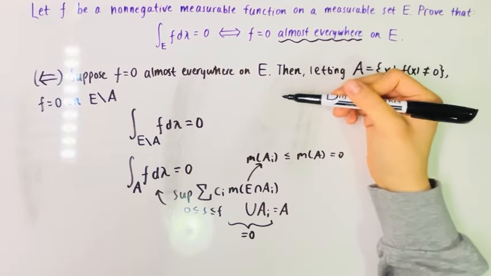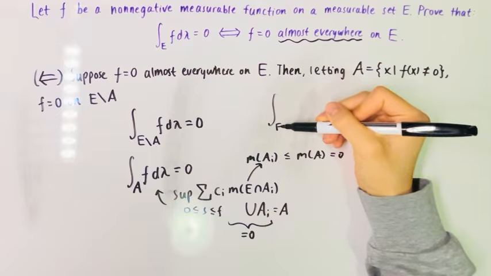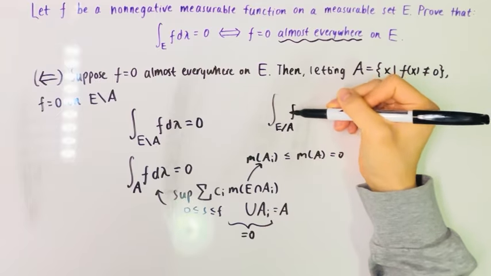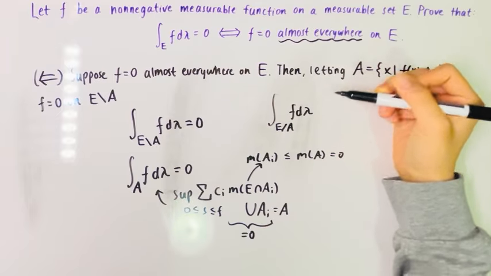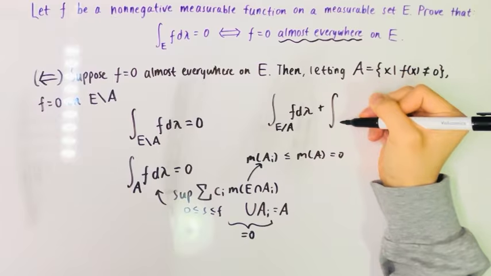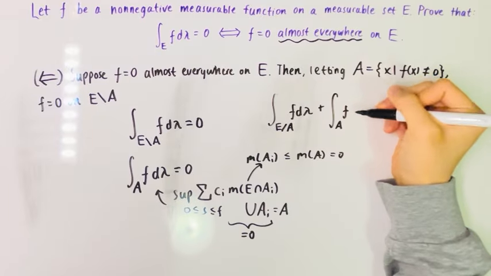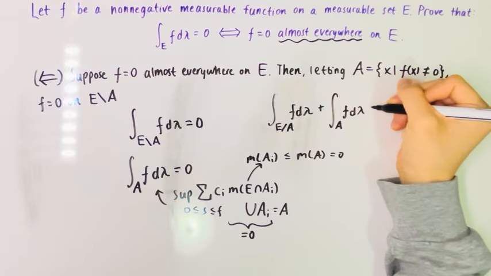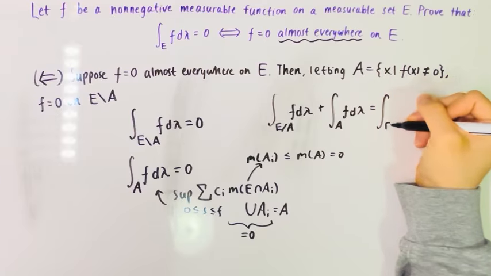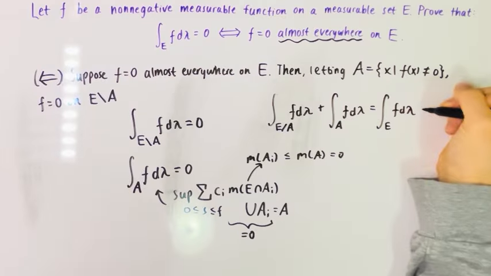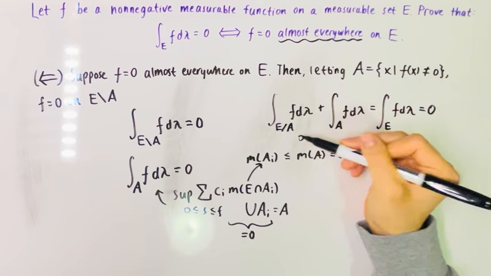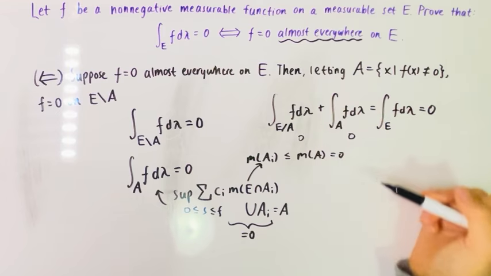Okay, so now we can use this property where if we sum two integrals over different sets, we can combine the sets. So this is equal to 0 because both of these are equal to 0.